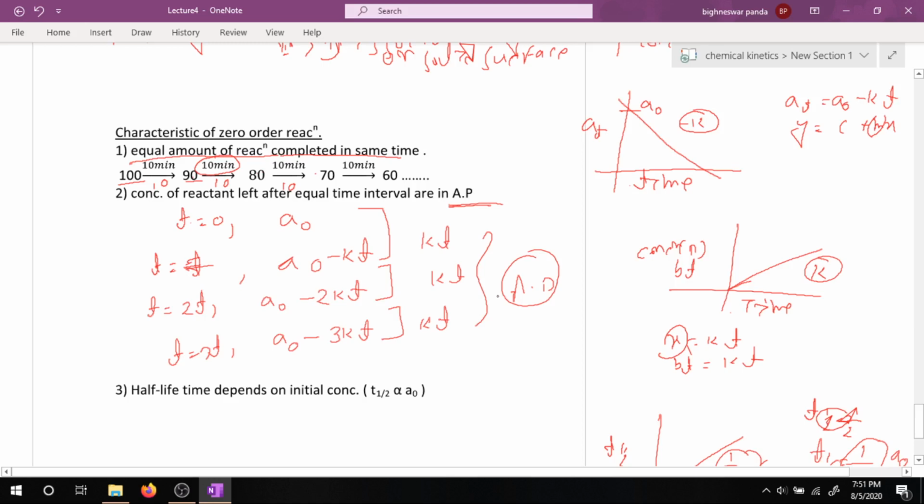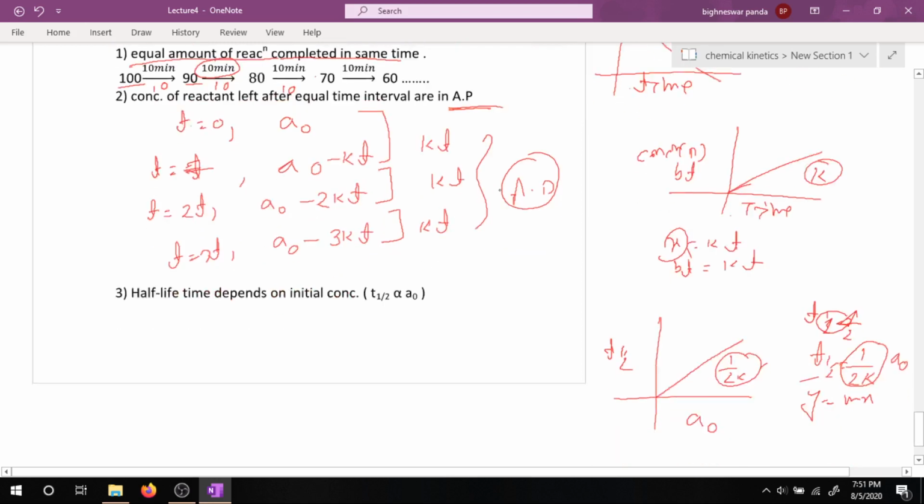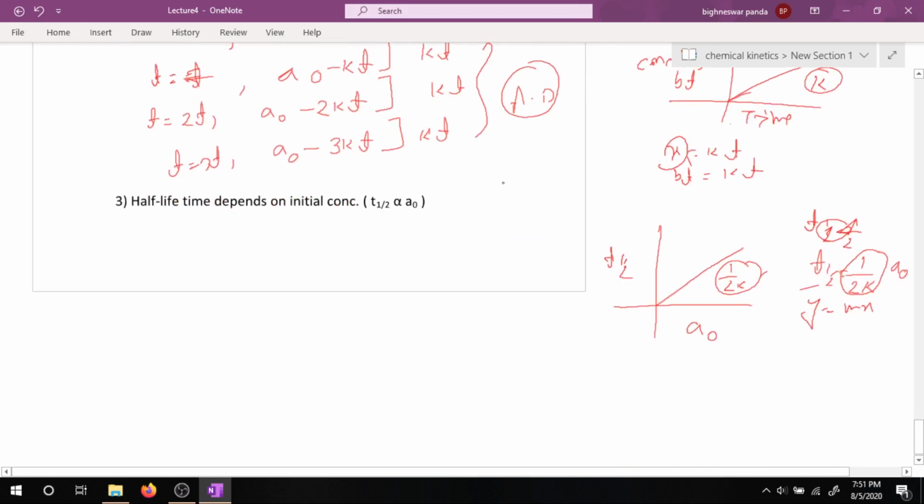Next part is that half life time depends on initial concentration. So T half is directly proportional to A naught by 2k. So T half is directly proportional to initial concentration.